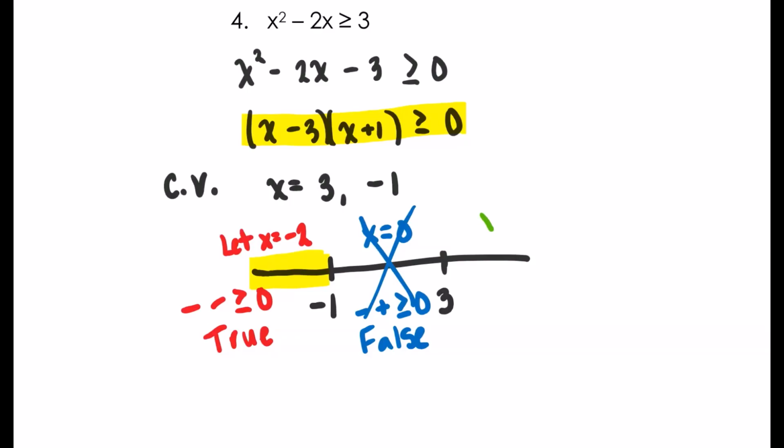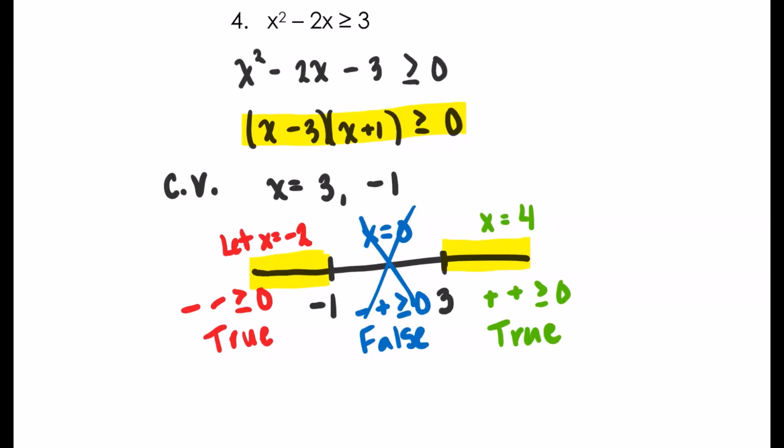And then my last one, I'm going to choose 4 in my mind. So then when I substitute 4 into my inequality, notice I get a positive times a positive. Is that greater than or equal to 0? And again, that's true. So that means that any number in that interval is also a solution.